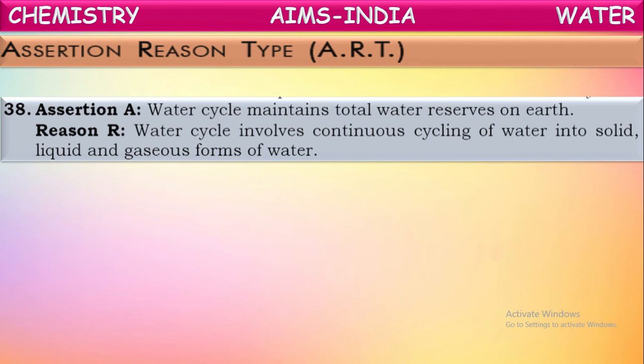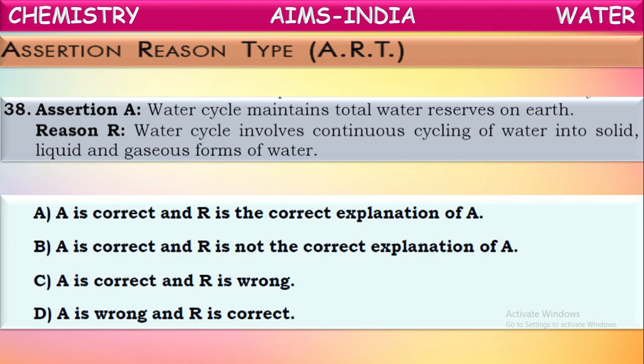Water cycle involves continuous cycling of water into solid, liquid, and gaseous forms of water. This is also correct here. Because of these conversions only, water is maintained on the surface in all the forms properly. Isn't it? That's the correct answer.